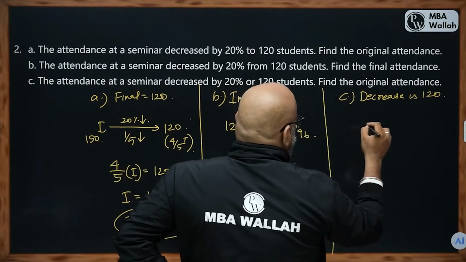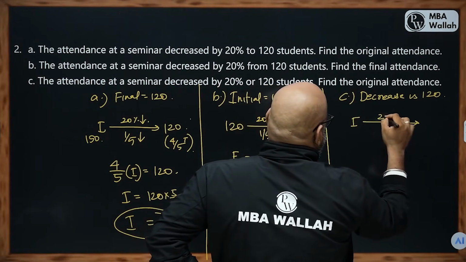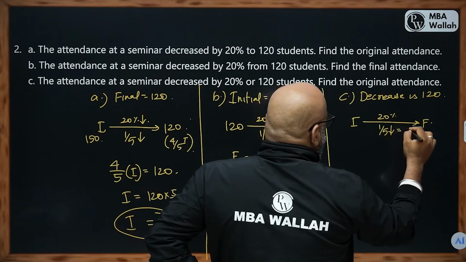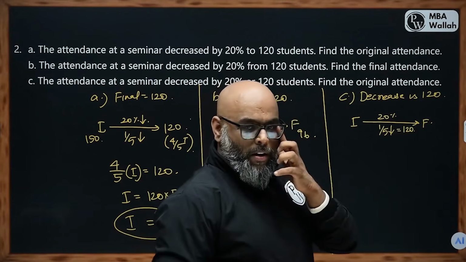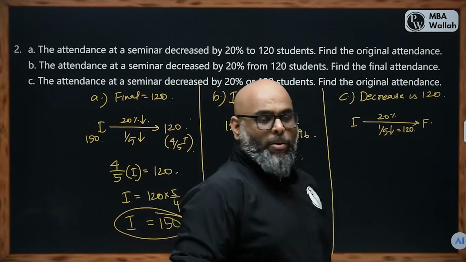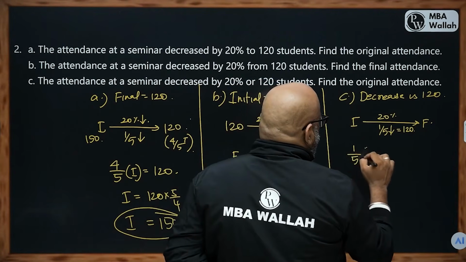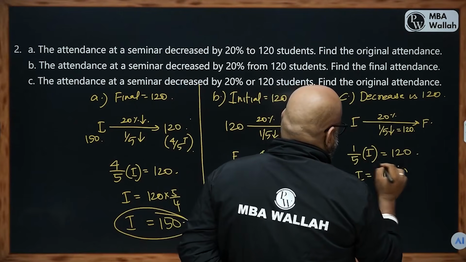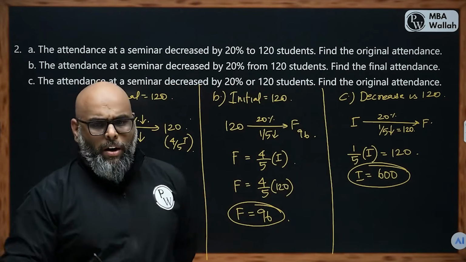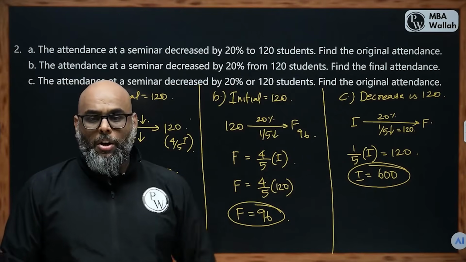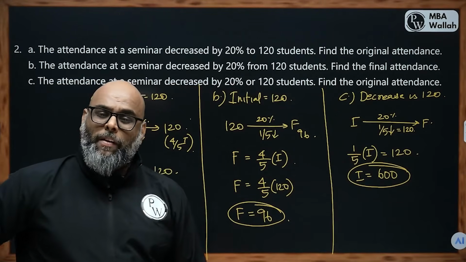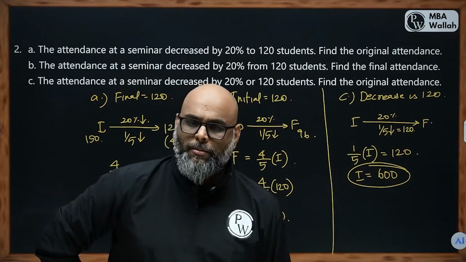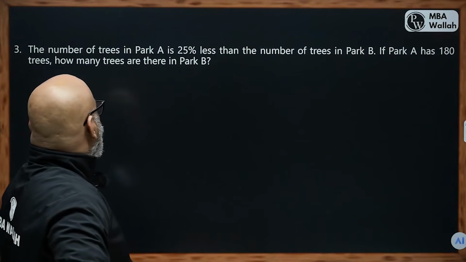But whereas in the third case it has decreased by 20% or 120 students, it is telling us, hey, there was an initial value, there's a 20% decrease, or I can call it a 1/5 decrease, and I've gotten my final value. This 1/5 decrease is 120. 1/5 decrease of my initial is 120. So I can say 1 by 5 times I is 120, or my initial attendance is 600 here. One word changes, your answer also changes. The scenario also changes. So be keen on every word. Ensure that you get every piece of information right before you start solving a question. Right? We'll hop on to the next one.